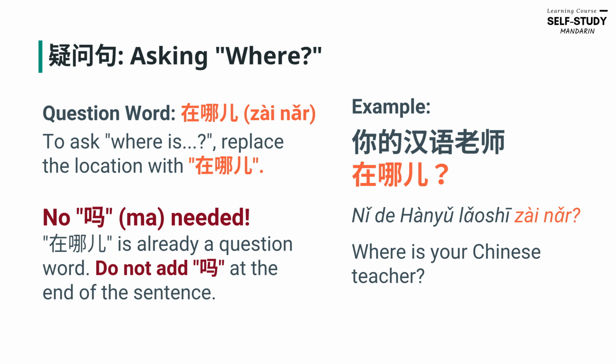Asking where. Question word, 在哪儿? To ask where is, replace the location with 在哪儿. No need for 吗. 在哪儿 is already a question word. Do not add 吗 at the end of the sentence. Example, 你的汉语老师在哪儿? Where is your Chinese teacher? 你的 is your, 汉语老师 is Chinese teacher, and then 在哪儿 asks where.